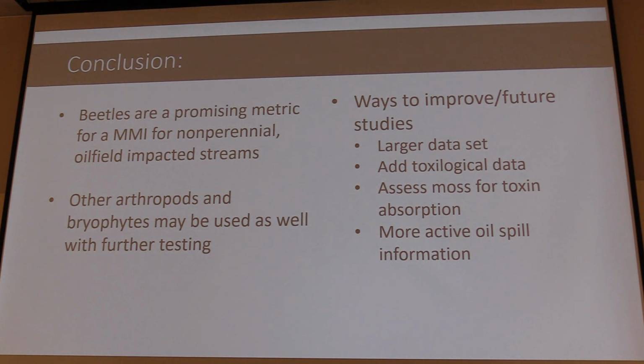So again, really quickly, beetles are a really promising metric for this type of oil impacted system. Other arthropods and bryophytes can be used with a little bit further studying. Some of the ways that we can improve this type of study are using a larger data set, adding the toxicological data so that we can see if there's any effect from those, looking at moss for toxin absorption, or even getting more active oil spill information.